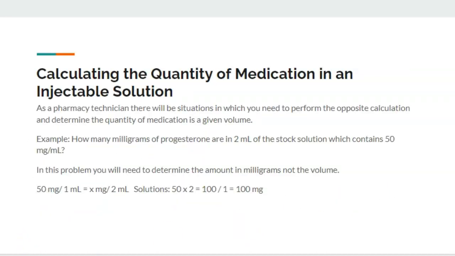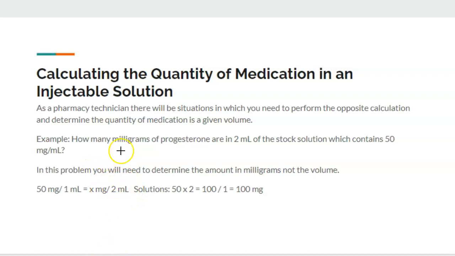But what if we calculate the quantity of medication? Sometimes a pharmacy technician will have to perform the opposite calculation and determine the quantity of the medication when given the volume. It really doesn't change. The problem is exactly the same. Here's an example. How many milligrams of progesterone in 2 milliliters of stock solution that contains 50 milligrams per milliliter?